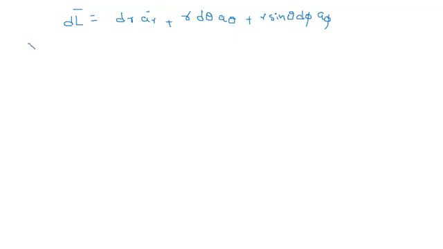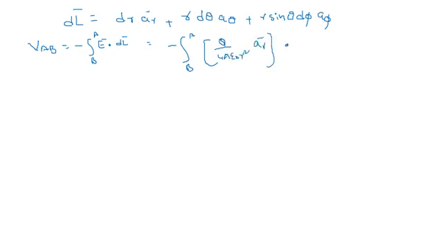Now I am taking this Vab, which is minus integration of B to A E bar dot dl. Always remember there is a dot product here, so E bar dot dl bar. Now I am writing the equations of E bar and dl bar. E bar is nothing but q by 4 pi epsilon r square into ar, the unit vector, dot dr ar plus r d theta a theta plus r sin theta d phi a phi.